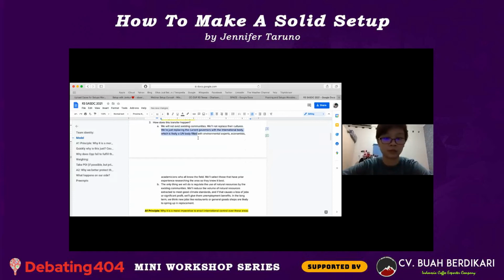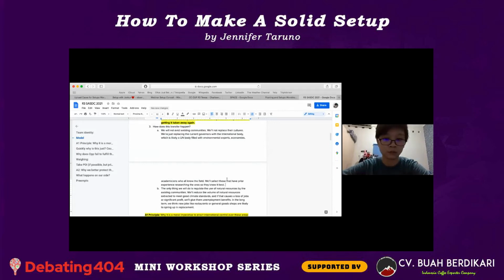But we're just replacing the current governors with the international body, right? And we will select those that have prior experience researching the area as well. So we'll make sure that they are way better at managing the environment compared to the local governments. And we just wanted to make this very clear from the start of our speech. So we put it in setup.